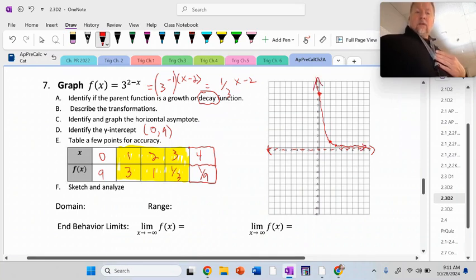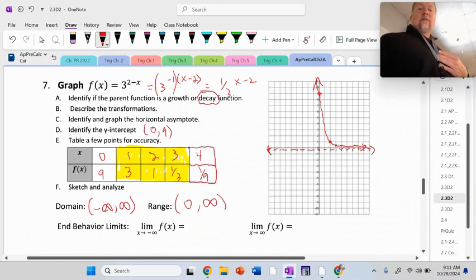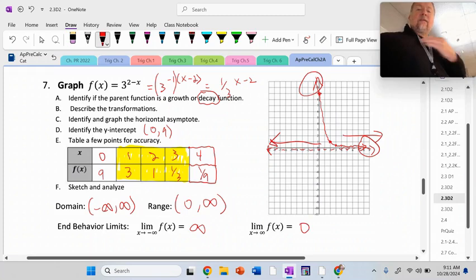All right. And domain, all reals. Range, 0 to infinity. No change in the range compared to a parent graph. As x goes to negative infinity, y goes to infinity. As x goes to positive infinity, y is bounded. Boundary.